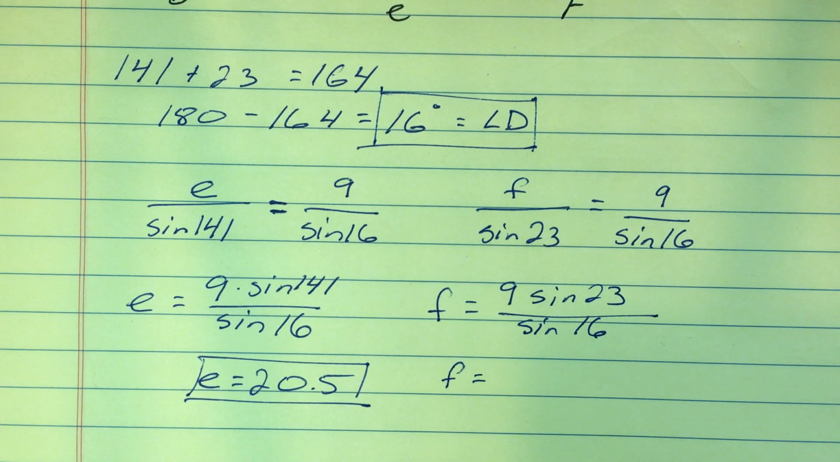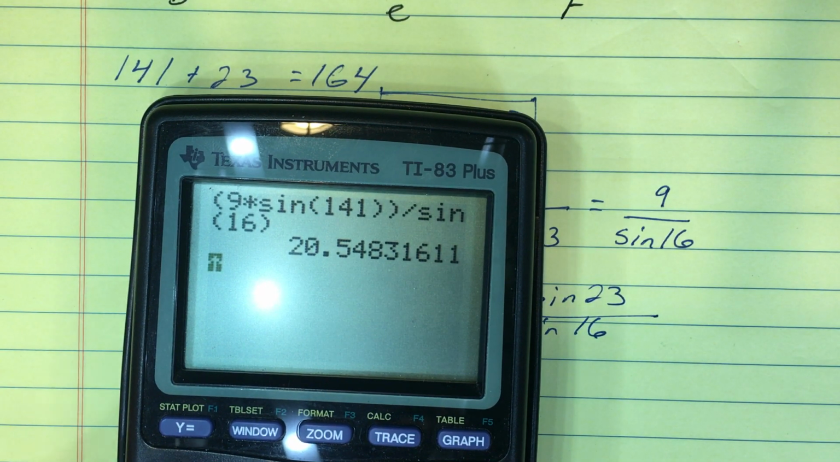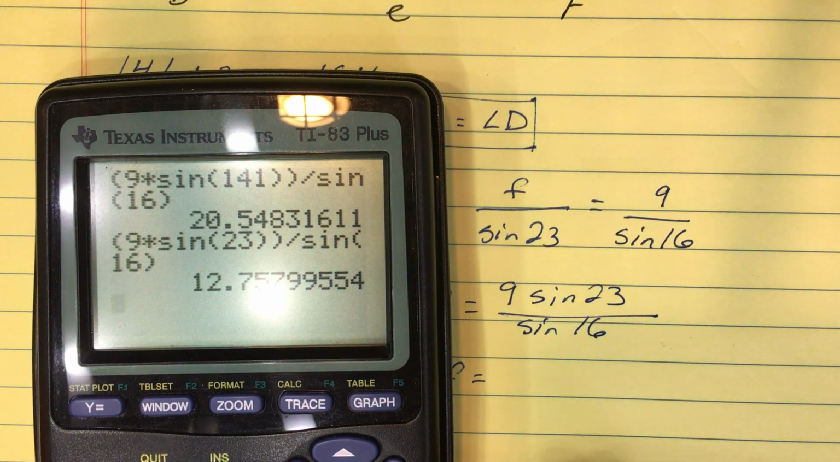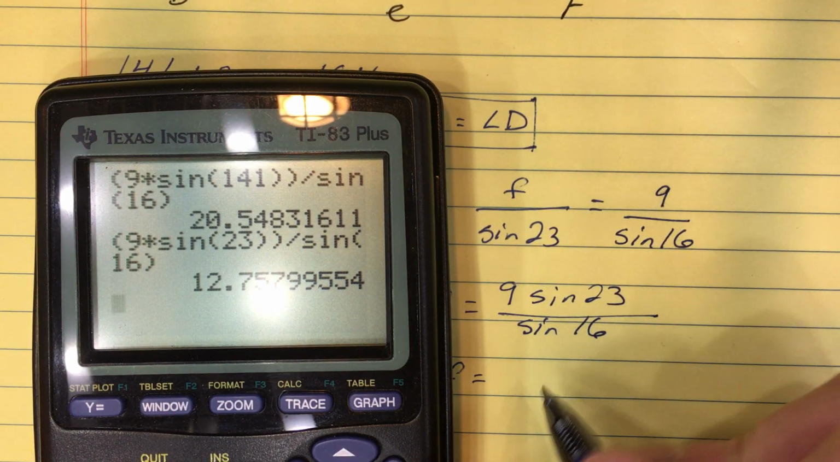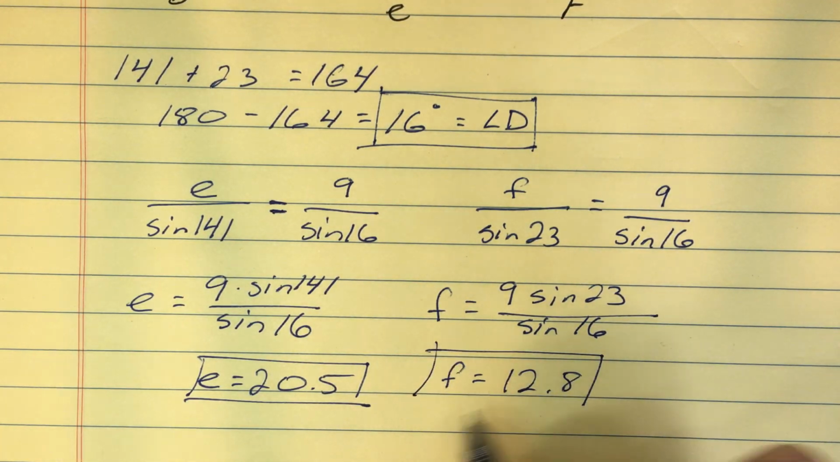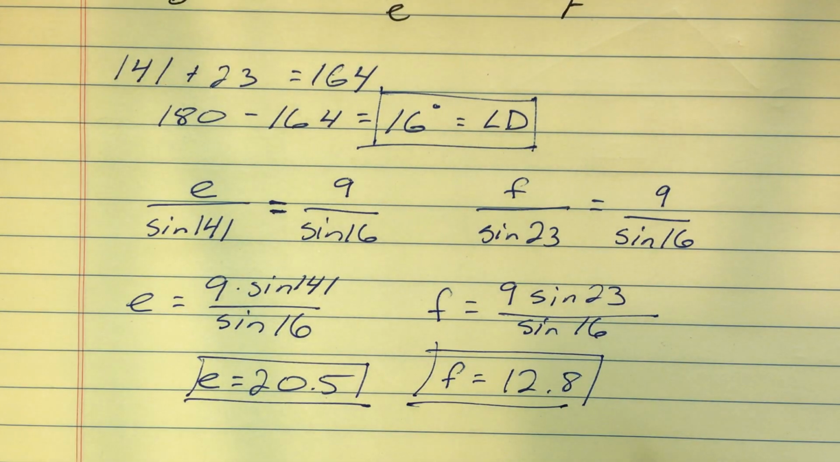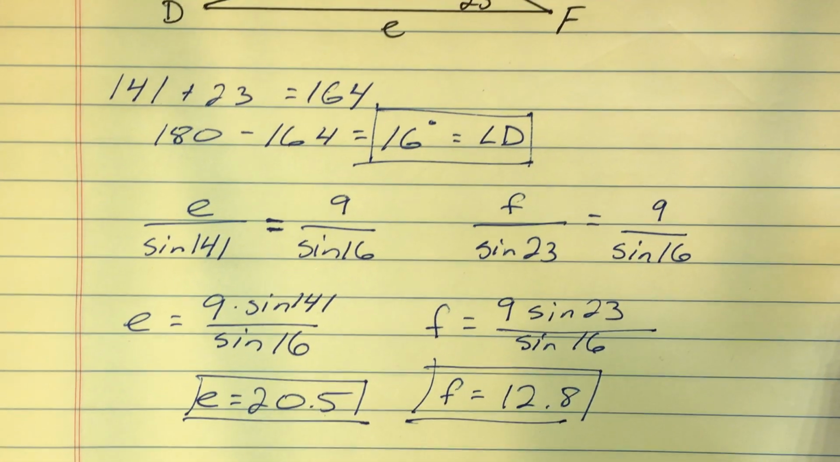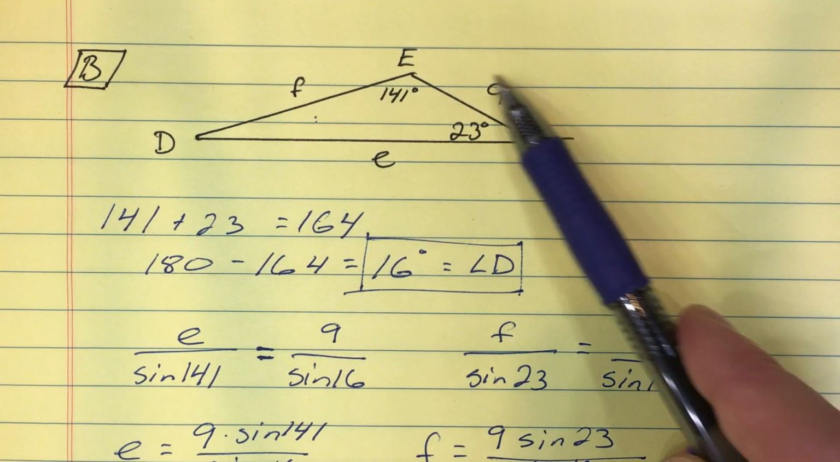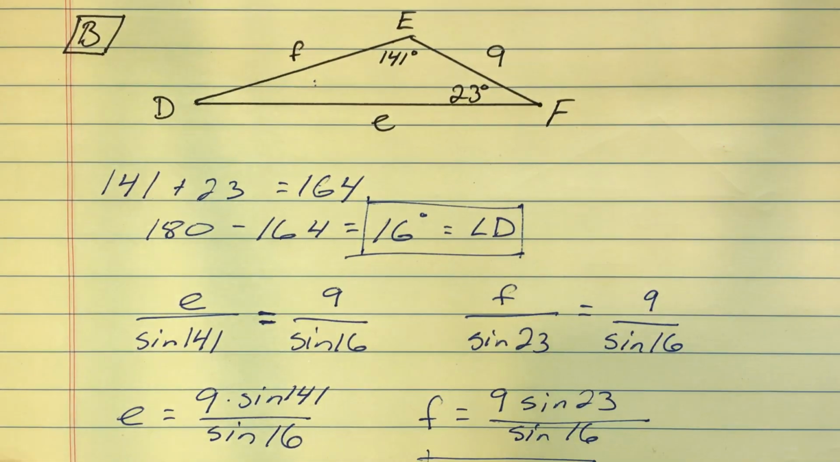And let's go to the calculator again. I'm just going to bring up that last entry and edit that 141, change that to 23, enter, 12.75, so let's go 12.8. So we have our two missing side lengths, E and F. We have the missing angle, D, and so we should have 6 measurements altogether, including the ones from the beginning. We were given 2 angles and a side. We found the missing 2 sides and the missing angle. So there you go.